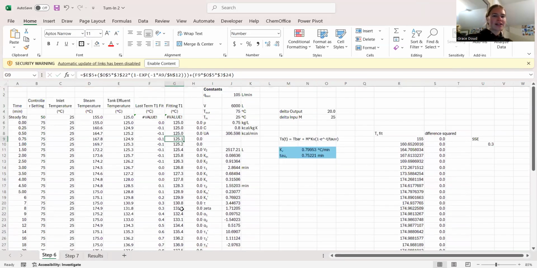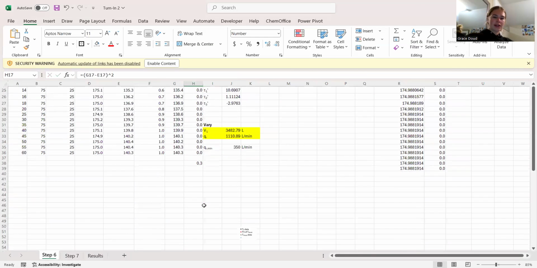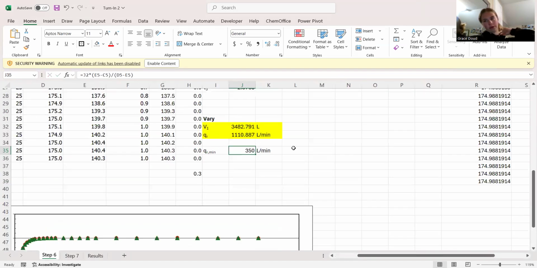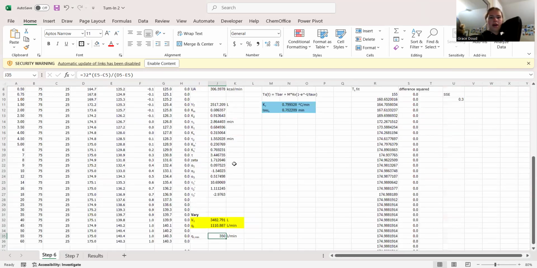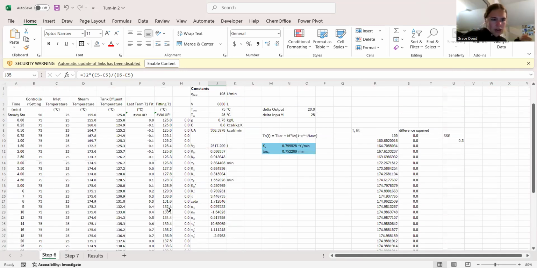Then I subtracted my fitted one from the actual one and then squared that, and then I summed that squared error down here. Then I used Solver to minimize this while varying these guys, and I also kept B1 between 0 and 6,000 liters, and I kept QR above this QR min, which I just calculated from a formula from turn-in 1, just so that it was more than the minimum flow rate. From there I had B1 and Q1, and I was able to use that.